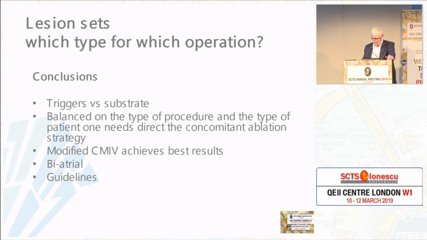So to come to a conclusion, I described the relation between triggers and substrate, which is clearly different in paroxysmal and persistent cases, and balanced on the type of procedure and the type of patient you're going to treat, you need to define your strategy. And it's clear that a modified Cox-Maze-4 achieves at this point the best results. I also debated the biatrial versus left-sided approach only, and finally, over the past years, the guidelines became quite firm, with the STS guidelines recommending a 1A for our mitral valve cases.